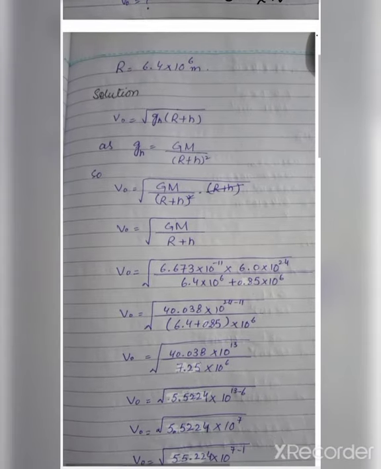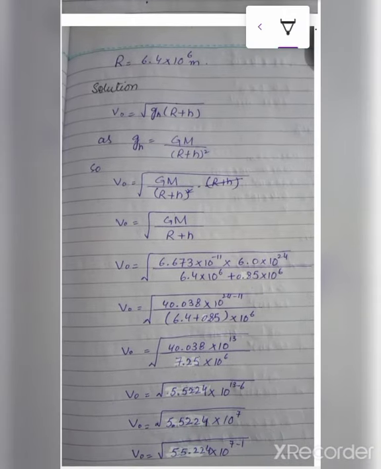Then we have to write the formula first. In solution, v naught equals under the root of gh (r plus h). Now in this statement we are only given the height. You are not given the gravitational acceleration. In this case, first of all you have to find out gravitational acceleration. The formula for gh is GM divided by (r plus h) whole square.